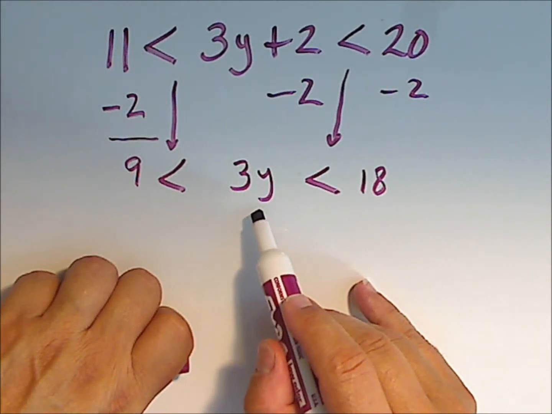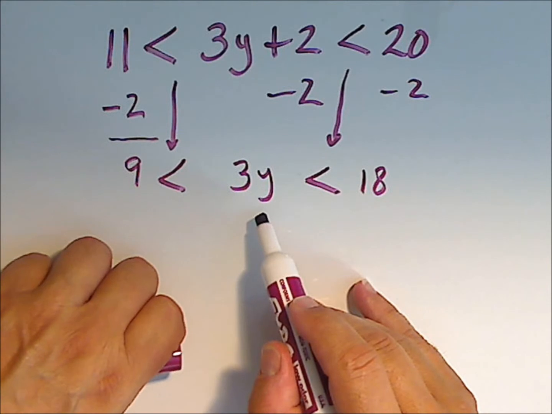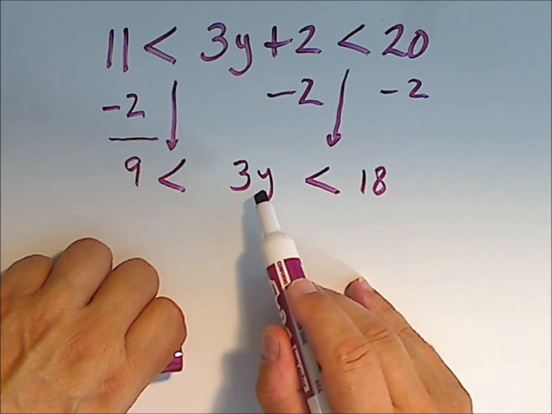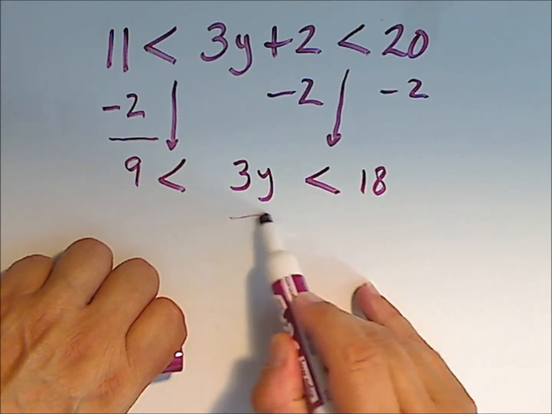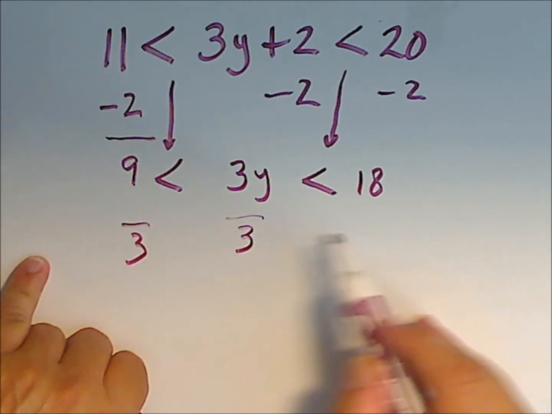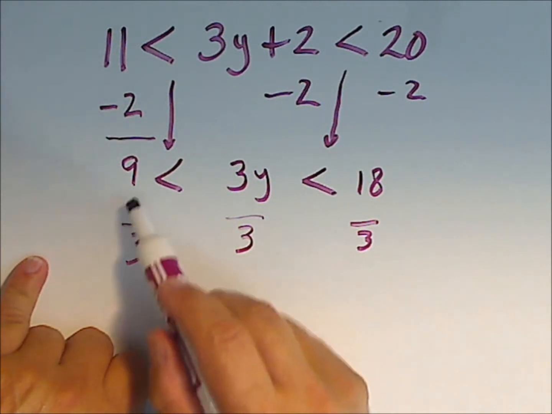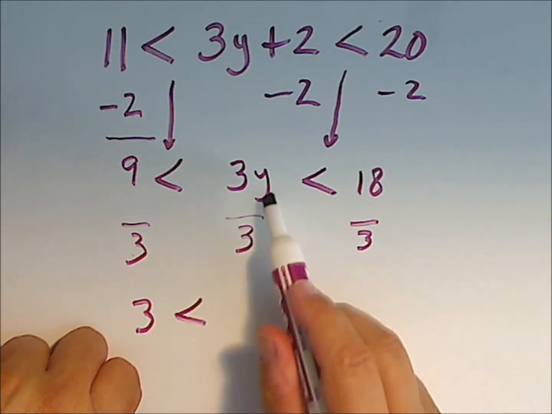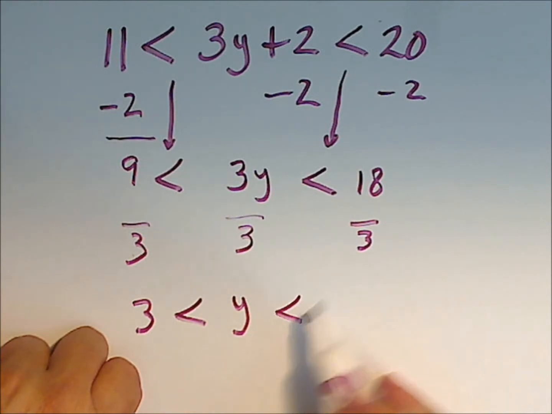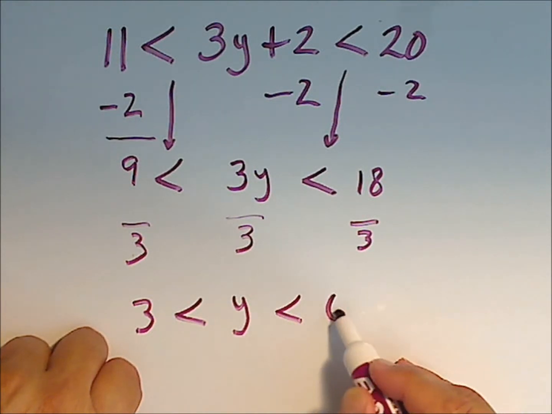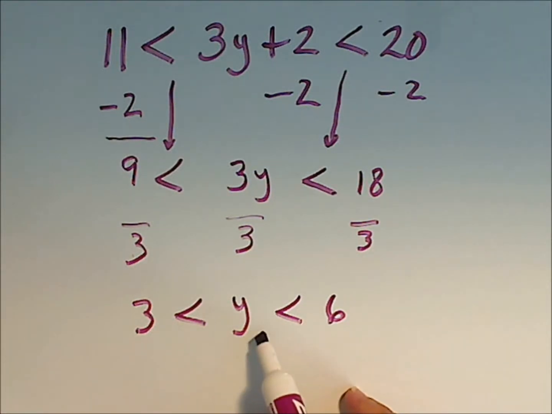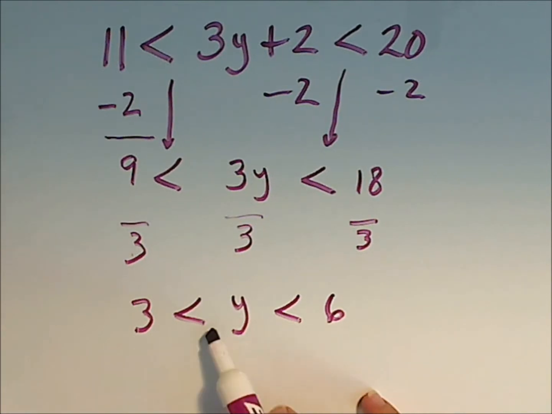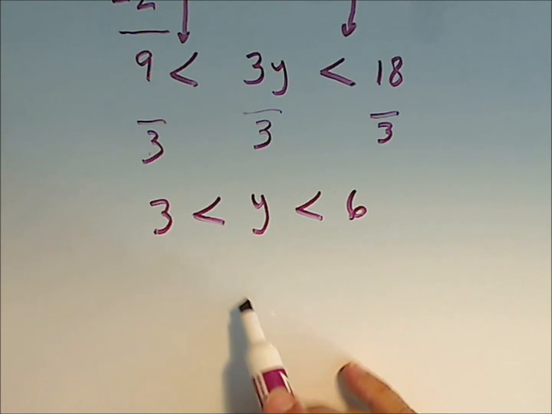Now, I can't add or subtract anything else. Let's move up a level in order of operations. 3 is multiplying by y. So I need to divide all 3 sides by 3. 9 divided by 3 is a 3, and that's going to be less than 3 divided by 3 is 1, y. Less than, and 18 divided by 3 is 6. So 3 is less than y, and y is less than 6. And if I want to read it backwards, 6 is greater than y, and y will be greater than 3. Symmetrically, I can read it backwards.